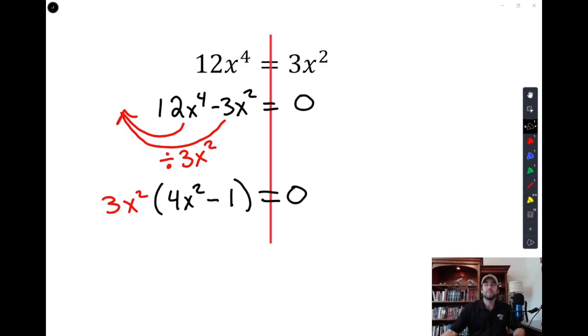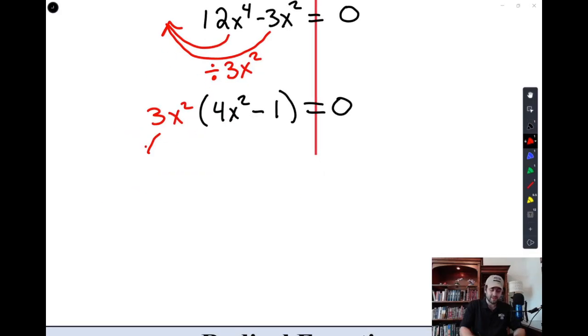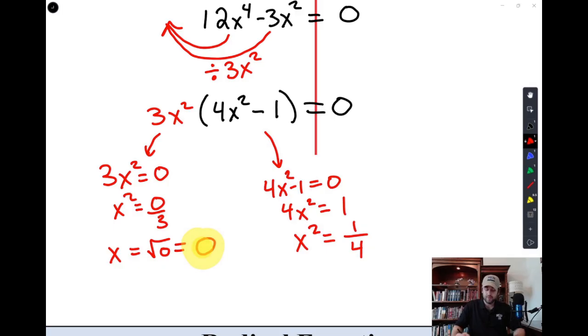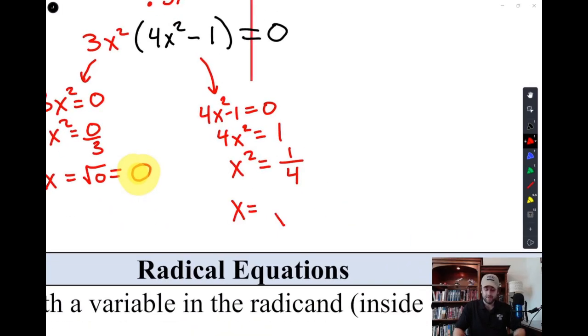And now we have the zero product property showing up again where we can set each side equal to 0. And so I'll set 3x squared equal to 0 and solve that. So x squared equals 0 because we divided by 3. So x equals the square root of 0, which is just 0. There's one of my solutions. And then I'll take the other side and do the same thing. 4x squared minus 1 equals 0, which means 4x squared equals positive 1 because we're moving it to the other side, which means x squared equals 1 over 4, which means x is equal to the square root of 1 over 4. And we are going to have to reduce that.